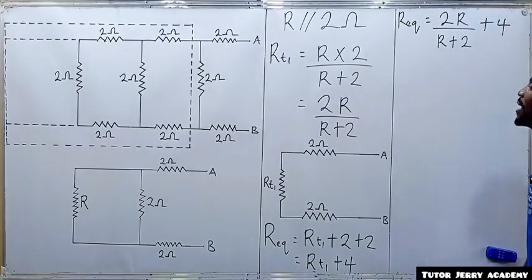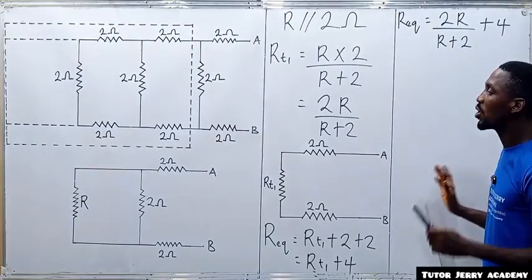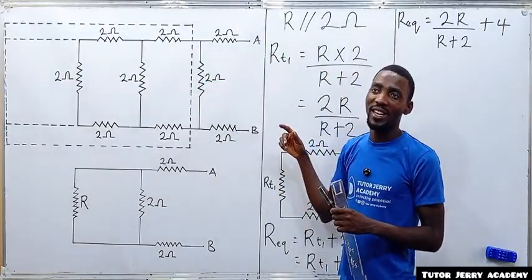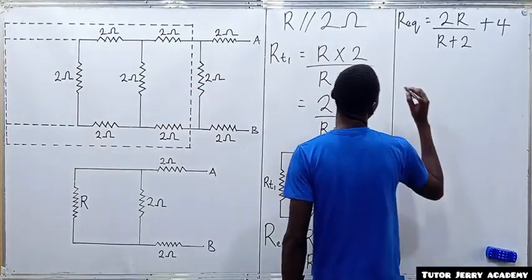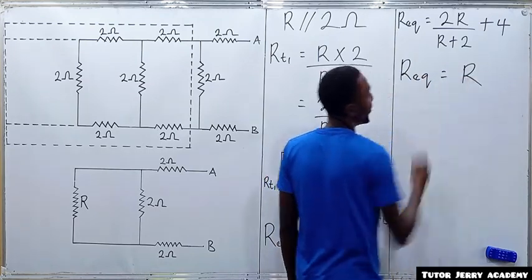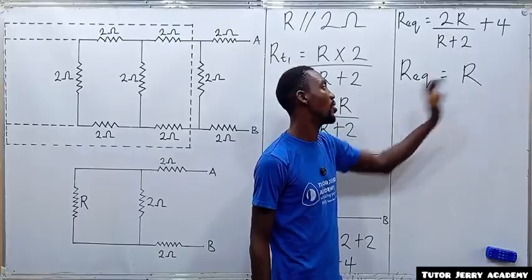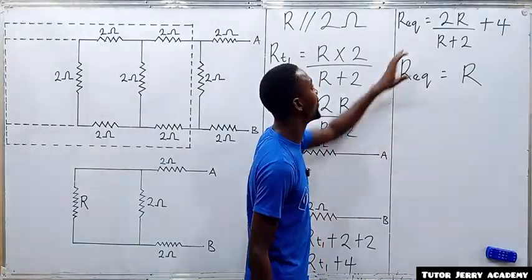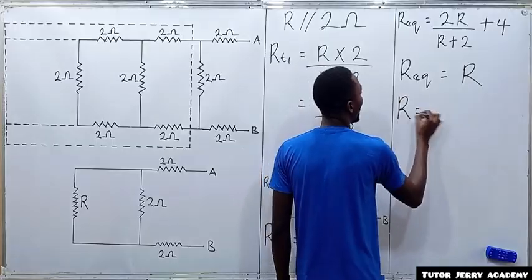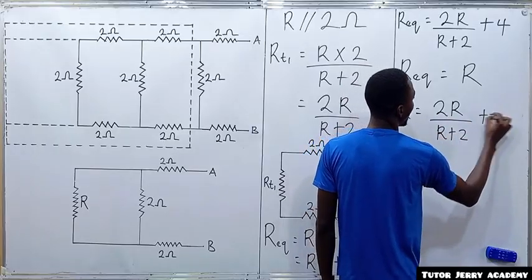All right, now you are going to take note of something here: our R equivalent is also equal to R. Why? Because we are dealing with an infinite circuit. Exactly. So you have to note that R equivalent is equal to R because it is an infinite network. So it means R now will be equal to everything that we have here. So the equation becomes R equals 2R all over R plus 2, then this plus 4.